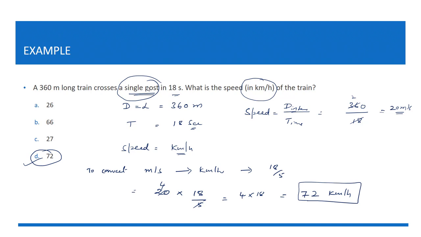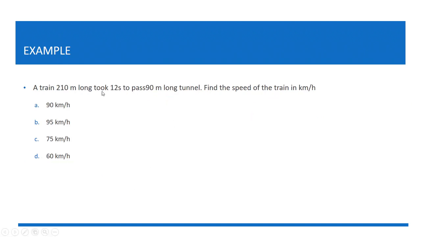Now let us take a second example here. A train 210 meter long took 12 seconds to pass a 90 meter long tunnel. They have given the tunnel length also. Right, let us check out here. The distance is equal to the length of the train plus the length of the tunnel. The length of the train is 210 meter plus the length of the tunnel is 90, which is going to be 300 meter. Right. Time they have given is 12 seconds.